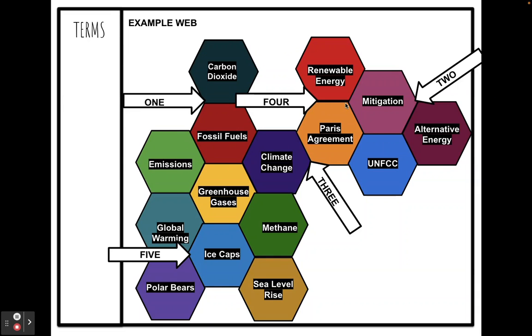You're going to see each hexagon has a chance for you to make 6 different connections. Just because you can make 6 doesn't mean every hexagon will be connected to 6. You're going to see right here that after the person added renewable energy to this hexagon, they slid over 2 hexagons because they thought they could make 2 connections to renewable energy. One connection they made was the Paris Agreement, and one connection was mitigation.